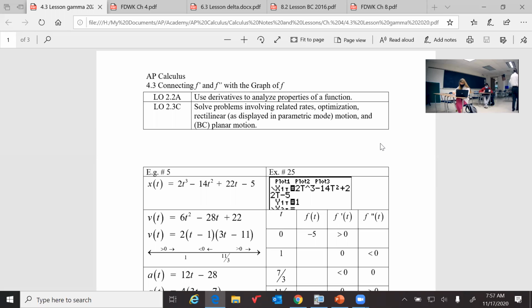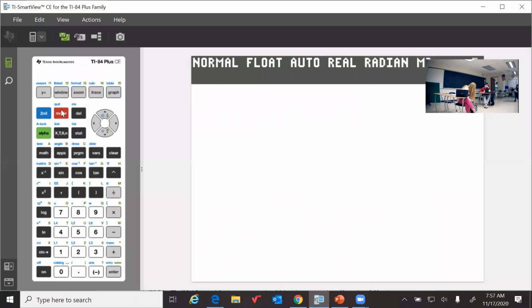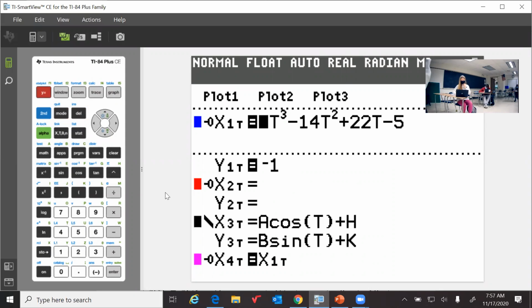This is meant to be a non-calculator problem. You're analyzing this, but we're going to back this up with the picture of the graph. Okay? So if you go here on your calculator, PAR mode, go to y equals, and type this in x1, y1. I put -1 in for the path where the particle is going to travel. That doesn't really matter. You can put a different one.